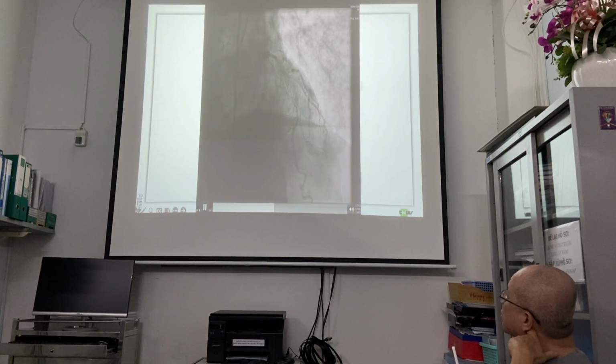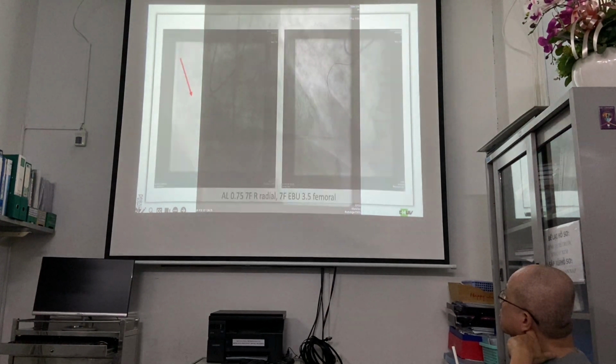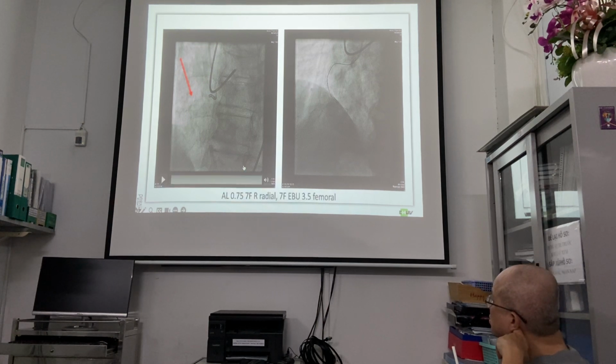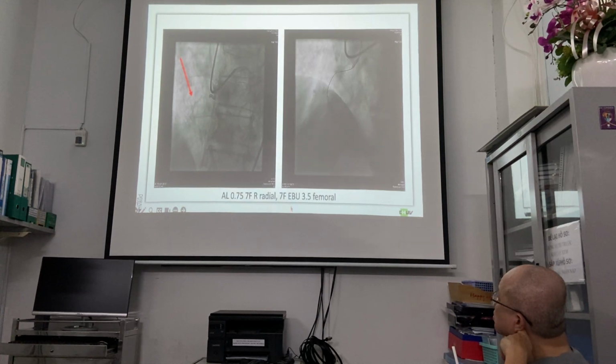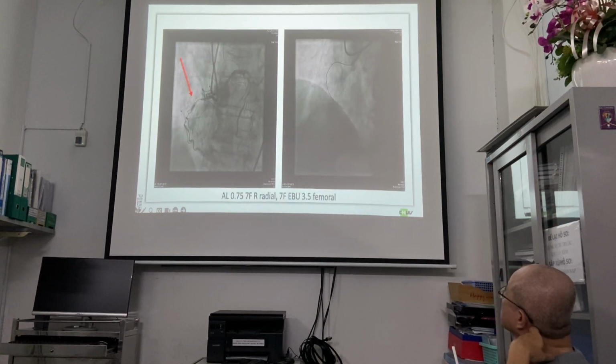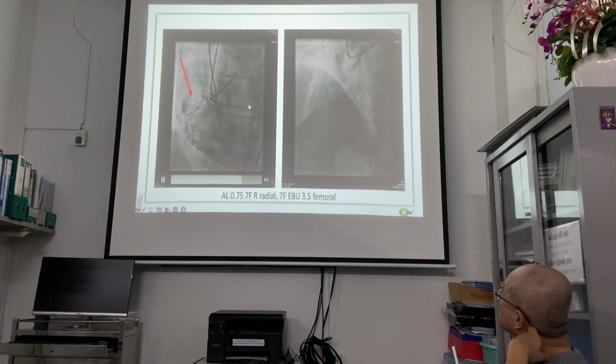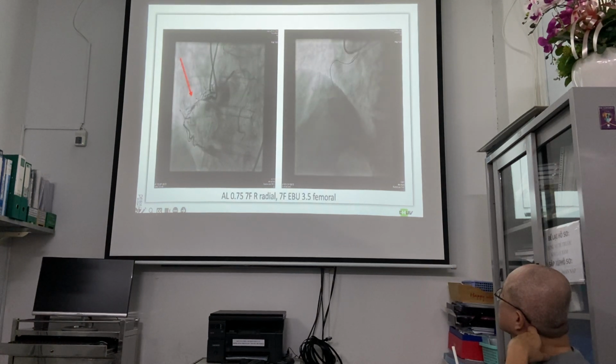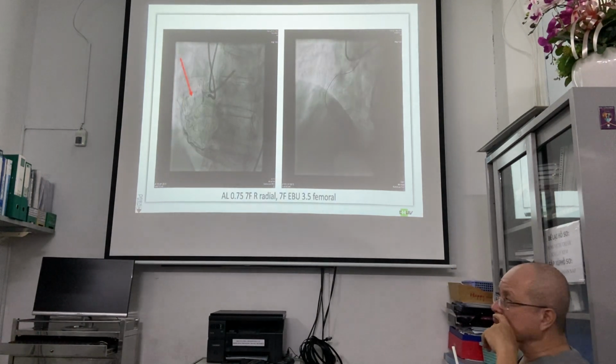If you look at the angio, he has some disease on the LAD, and he has some disease here. He has some mild three-vessel disease. So I think he probably got into hypotension, global ischemia, and over and out.